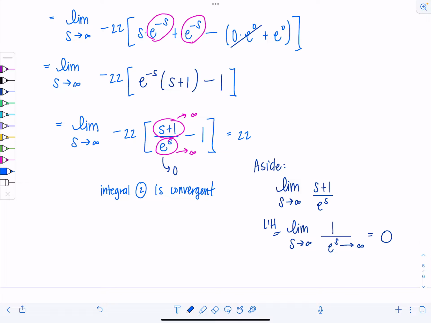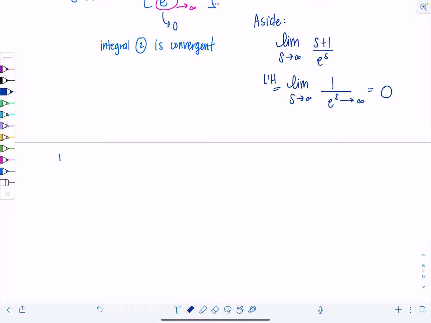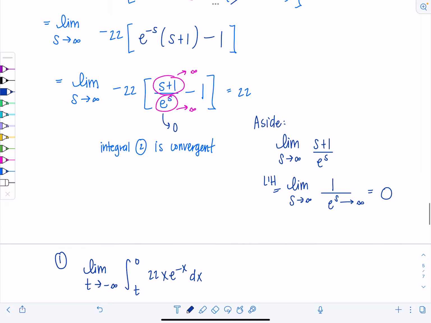Does that mean that integral number 1 is convergent? No, not necessarily. So we have to evaluate integral number 1. And remember, integral number 1 was the limit as t approaches negative infinity of the integral from t to 0 of 22x e to the negative x dx. Now you don't have to do all the work from scratch, because remember we already integrated 22x e to the negative x. We did it by parts.